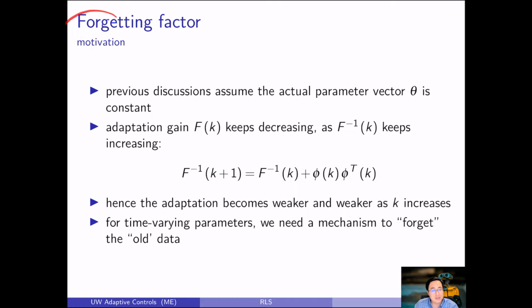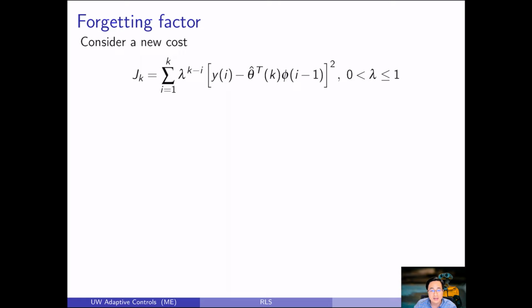Another useful consideration in practice is the concept of forgetting factor. The previous discussions have assumed that the actual parameter vector theta is constant and the adaptation gain keeps decreasing. Therefore, the adaptation becomes weaker and weaker as time evolves. For time-varying parameters, we need a mechanism to forget the old data and emphasize more the recent data. Consider a new cost, J k, where the errors in the past are weighted by a scaling factor called lambda. This type of scaling will reduce the impact of the previous errors in an exponential fashion.